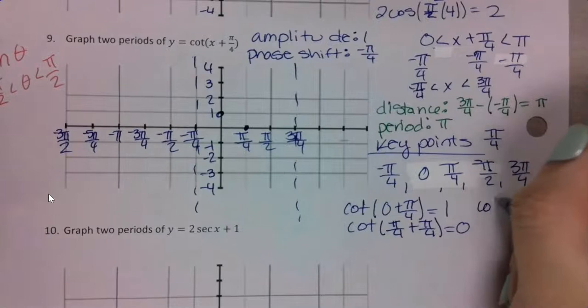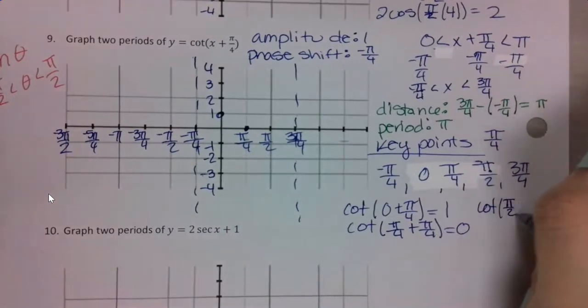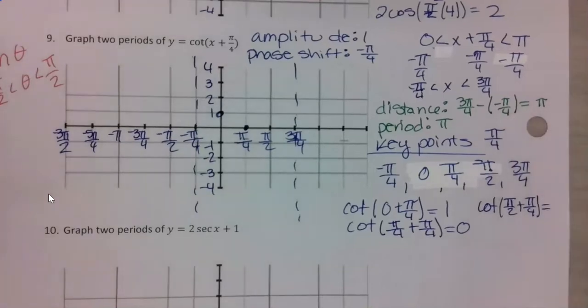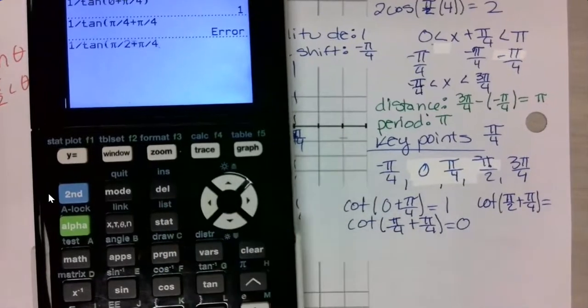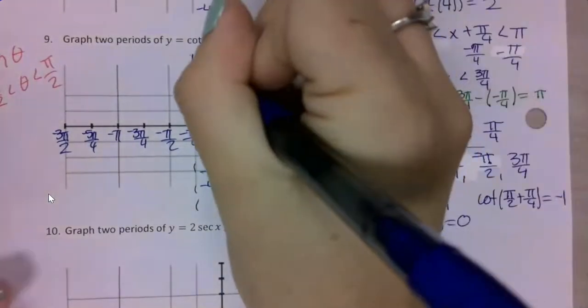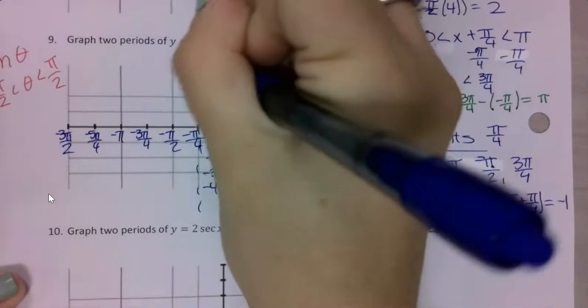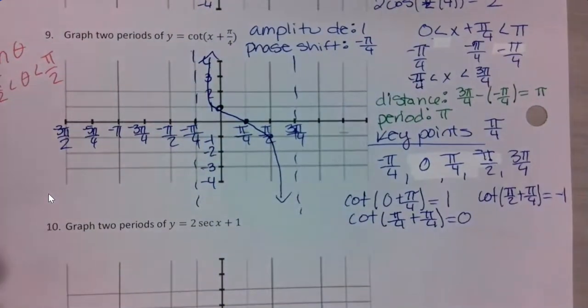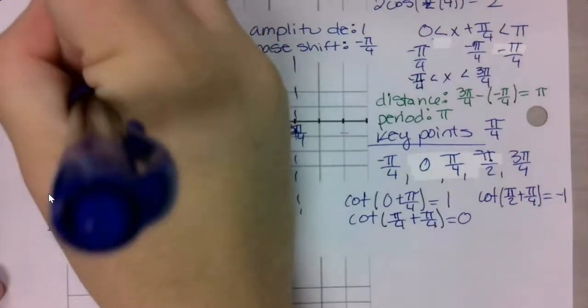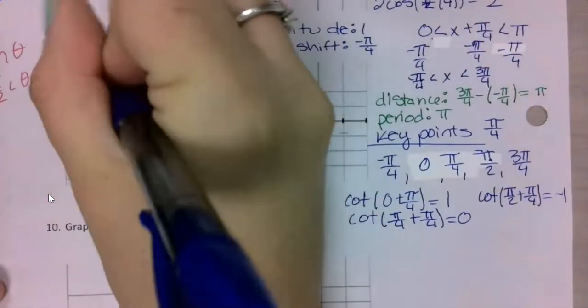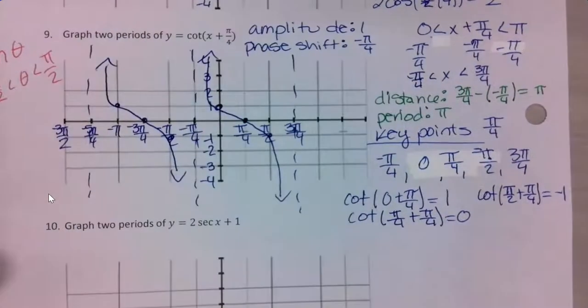And then I'm going to do the same thing for my last point in the middle. Pi halves plus pi fourths. Which gives me -1. So then I have 3 points. I can use this to make the cotangent graph, which curves like a snake. I wanted 2 periods, so I'm going to go ahead and count out backwards so I can have this. And then I'm going to copy those points over. You will again need to draw your 2 full periods to get full credit on the test.